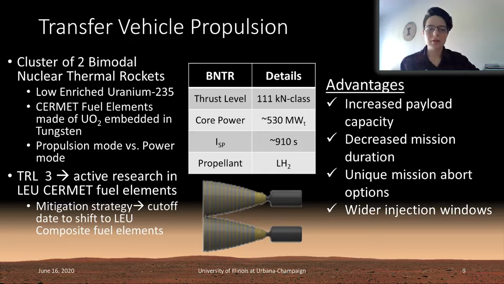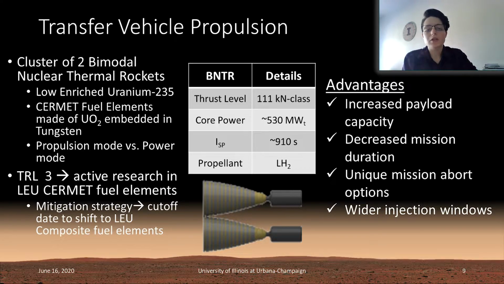Now, this system is currently sitting at a technology readiness level of 3, mainly due to the fact that the fuel elements implemented in this design have not been tested at full scale yet. LEU CERMET fuel elements are being actively studied and tested at NASA, and we have set a mitigation strategy where if the fuel elements are not ready at a full scale by a certain date, the elements will be switched to LEU composite. Now, the LEU composite elements are further along in development, however, they are more prone to corrosion when liquid hydrogen is run through them.